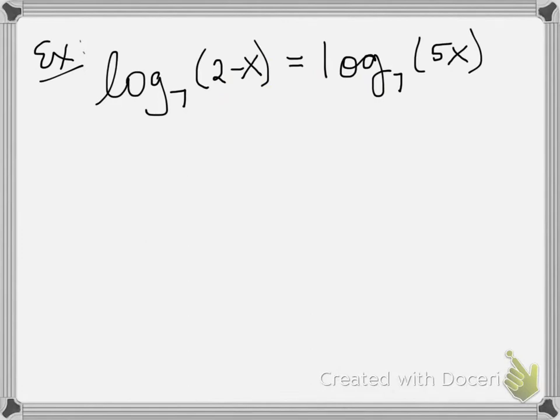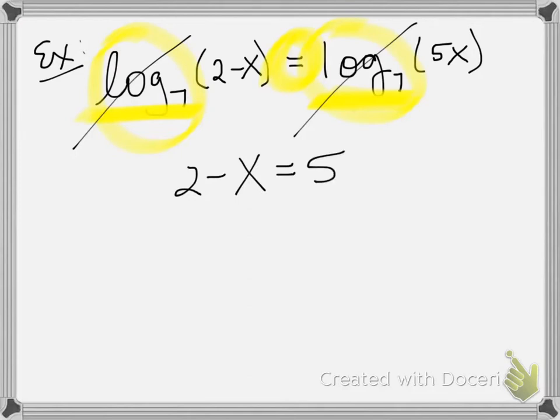Okay, this time, for this problem, I have log base 7 of 2 minus x equals log base 7 of 5x. And they are equal to each other, so log base 7 equals log base 7. That's pretty obvious. So if those two things are equal to each other, then we can drop them. And that just leaves me with 2 minus x equals 5x.